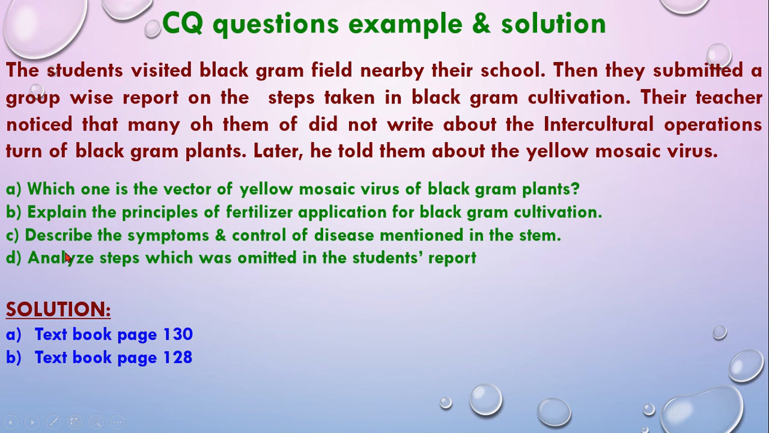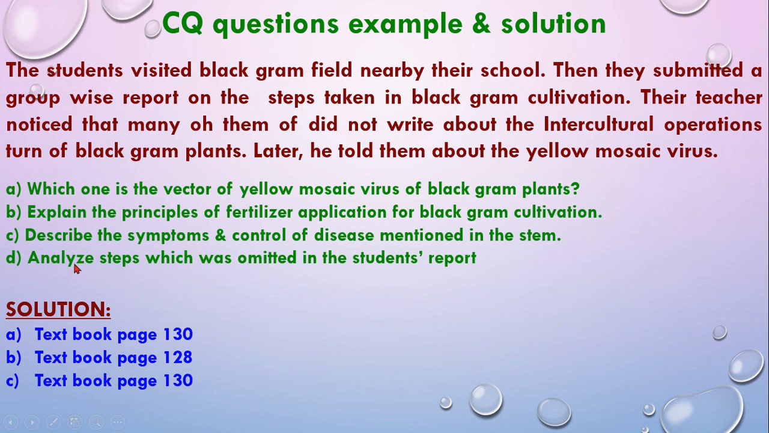Third question, for 3 marks: describe the symptoms and control of the disease mentioned in the stem. In the stem, the disease mentioned is yellow mosaic virus, and again you can get this answer on page number 130. So you have to write down the symptoms and the control measures of yellow mosaic virus.